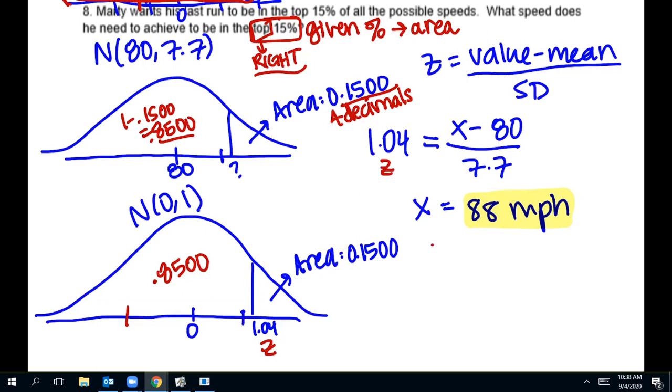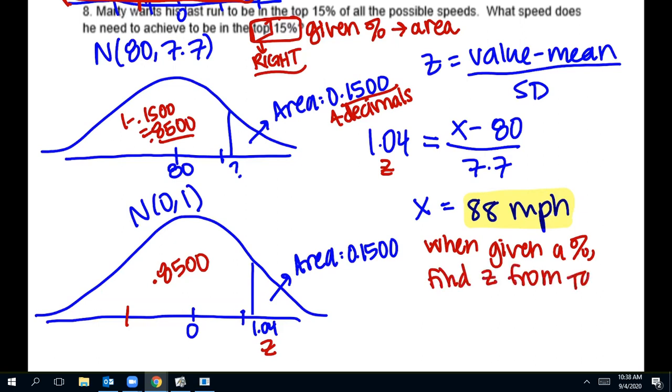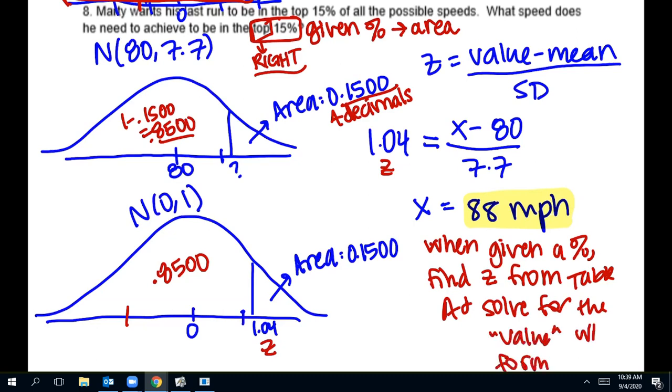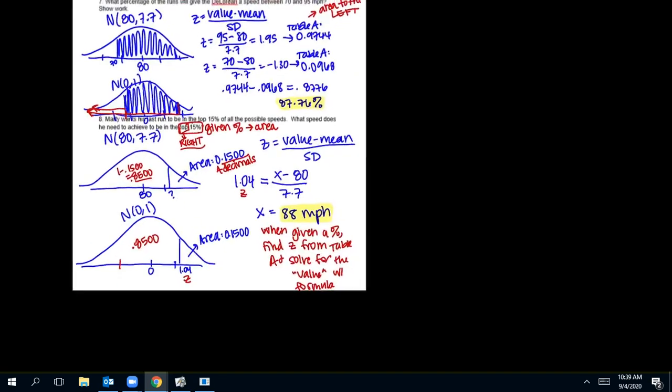So you find z. I'm going to write: when given a percent, then you find z from table A and solve for the value with the z-score formula. And that's what we did. We got 88 miles per hour. That should make sense. The average is 80. So if I'm in the top 15%, I should be above average, 88 miles per hour. You would get 72 if you did it backwards. So 88.